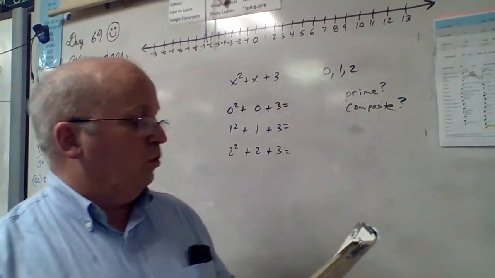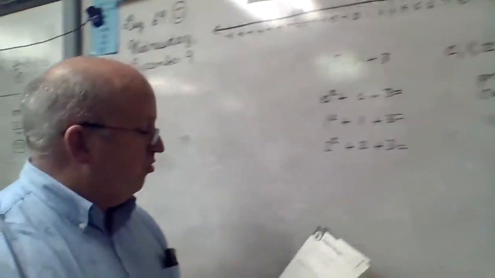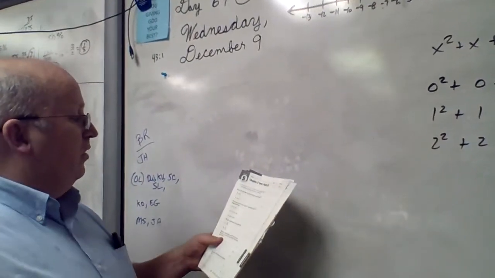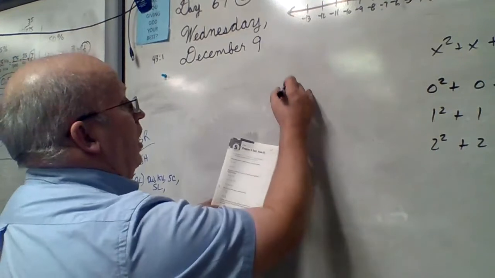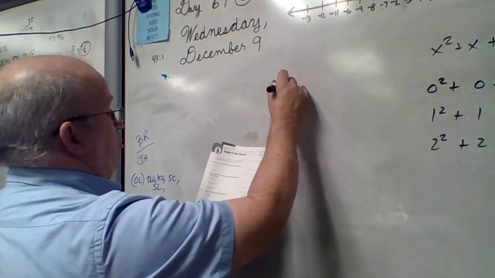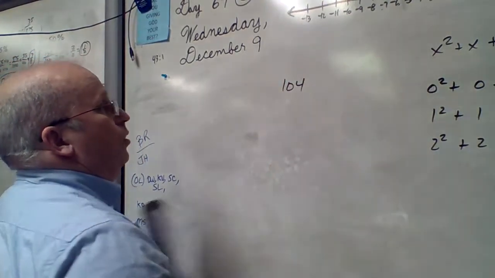Let's look at number 2. We're supposed to find the prime factorization of 102, and then number 3, it's 378. I'm going to do one similar to number 2. I'm going to do 104.